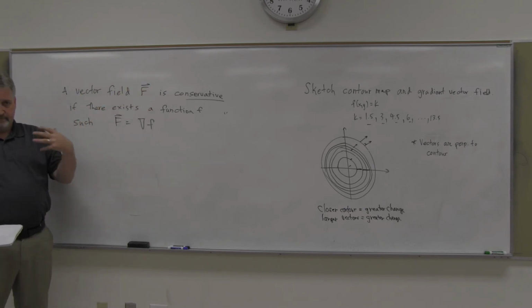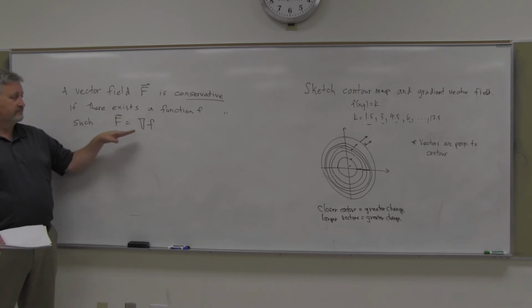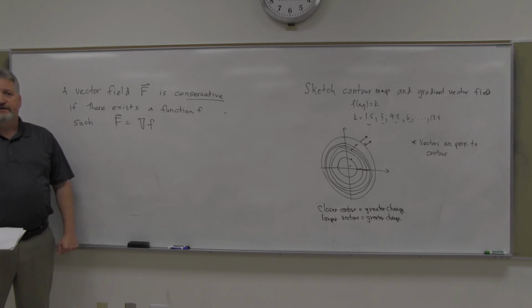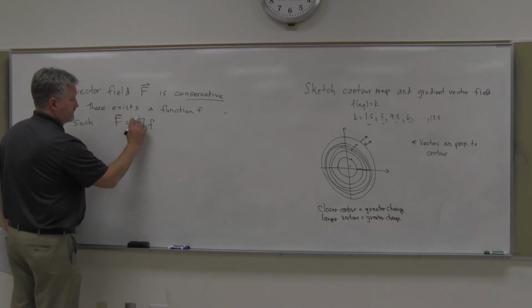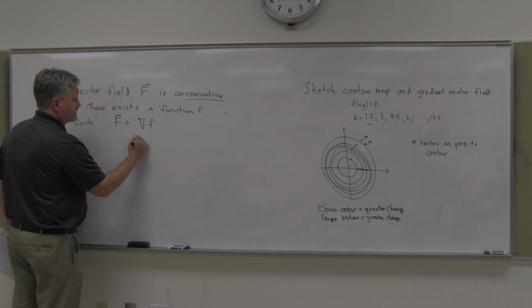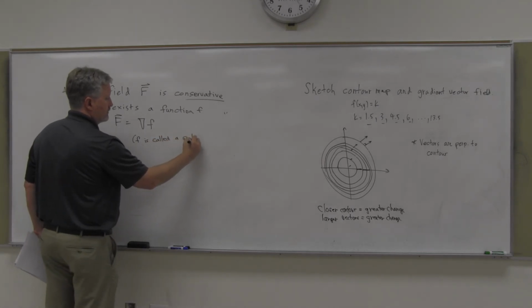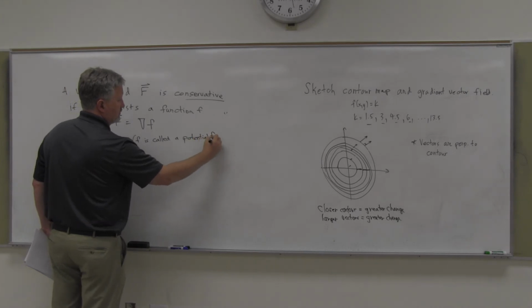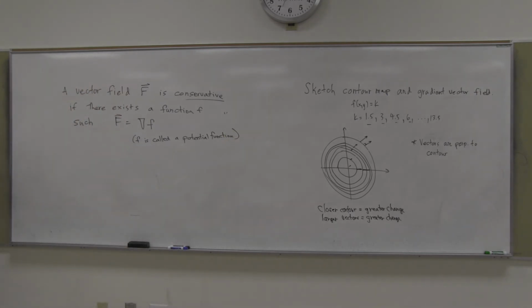Now, that would mean there are some vector fields out there that are not conservative because they don't have a function that they equal as far as the gradient is concerned. And again, just a little terminology here: the little f is called the potential function, or a potential function. Okay. So a vector field is conservative if it's the gradient vector field for some other function.